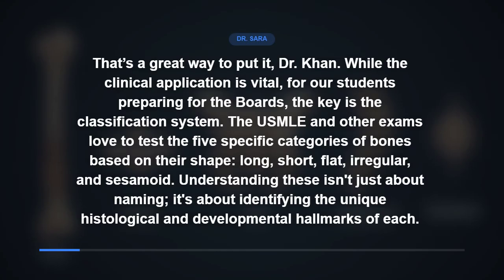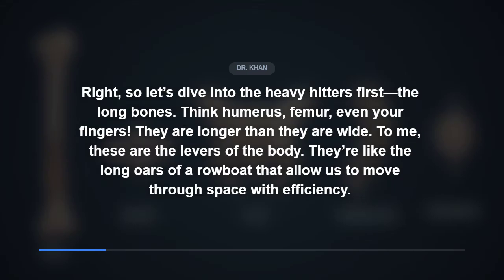That's a great way to put it, Dr. Khan. While the clinical application is vital, for our students preparing for the boards, the key is the classification system. The USMLE and other exams love to test the 5 specific categories of bones based on their shape: long, short, flat, irregular, and sesamoid. Understanding these isn't just about naming, it's about identifying the unique histological and developmental hallmarks of each.